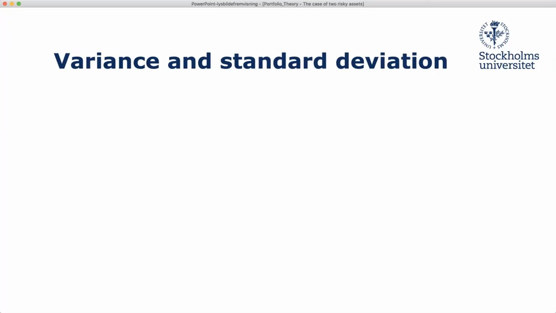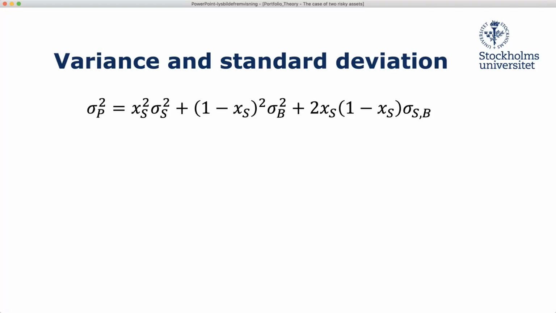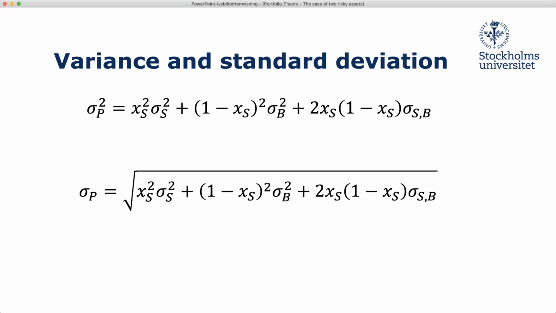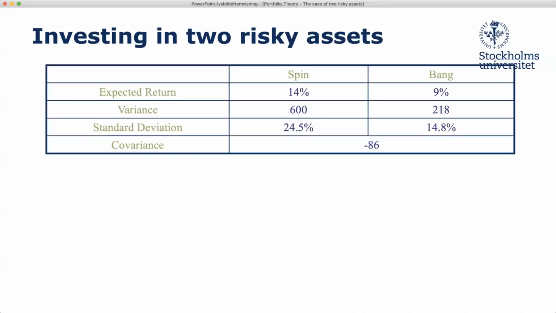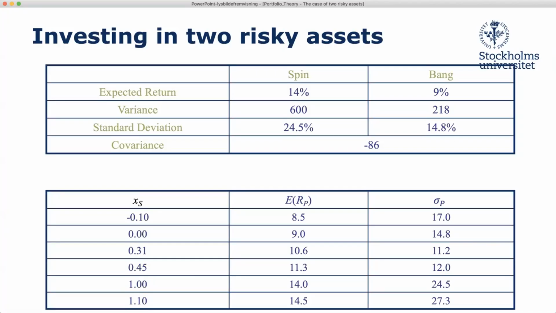Recall that the variance of the portfolio has this formula in the simple case of two assets, where we can again write the weight of Bang also expressed as 1 minus the weight on Spin. The standard deviation of the portfolio is just the square root of the expression for the variance. Suppose that the expected returns, variances, standard deviations, and covariance associated with our two risky assets are as given in this table. Any specific portfolio of these two risky assets is obtained by fixing the value of the weight on the stock of Spin.